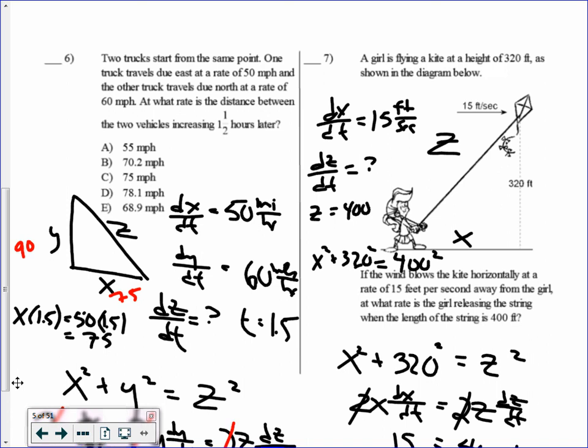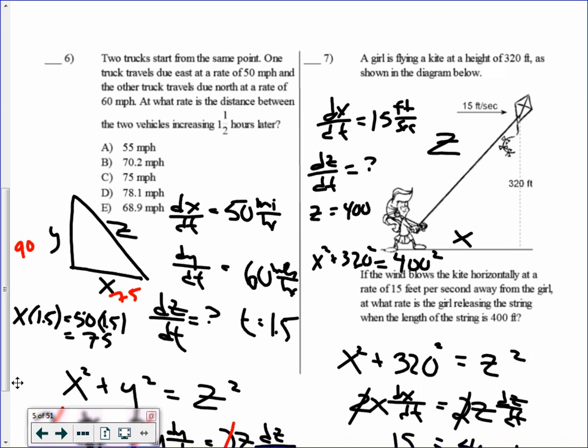So you had to realize that this length is changing. I called it X. And the length of the string is changing as the kite is going out. I called it Z. Maybe I should have called it Y. Then you could figure out what derivatives they gave you. Since the kite is going horizontally at a rate of 15 feet per second, that's your dx/dt, right? And that's positive because x is increasing. And they want to know at what rate the girl is releasing the string, so at what rate this length is changing. What's dz/dt when the length of the string is 400 feet, so when z equals 400. So that's the whole setup.